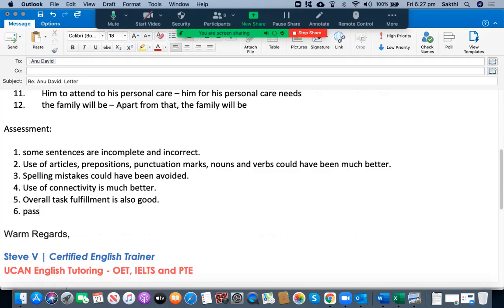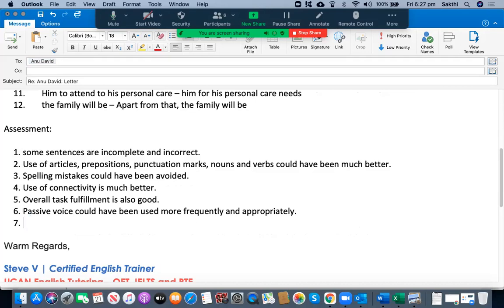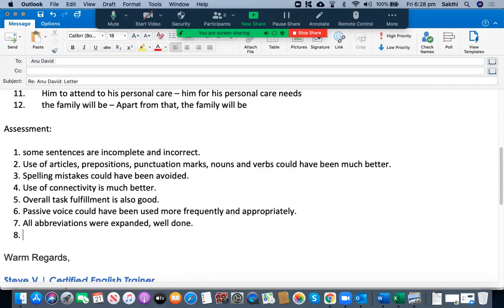And yeah, passive voice could have been used more frequently and appropriately. All right, you could have used them. Okay. All abbreviations were expanded. I'm happy with that. Well done. You have done a wonderful job. And then use of small and capital letters was good. Okay, so that's good as well.